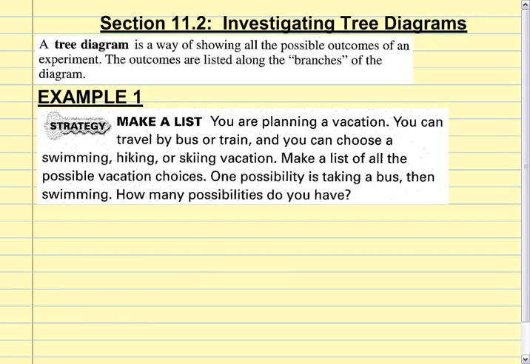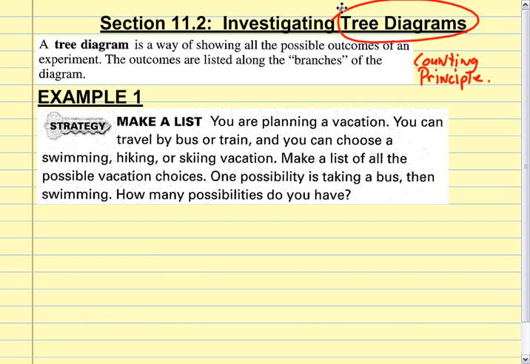Okay, folks, last time we talked, it was about probability. What are the chances that something's going to happen? Now today, we're going to learn about tree diagrams and something else called the counting principle, which we'll get to in a moment. We're not going to use it on this one. What these things help us do is find out how many possibilities there are.